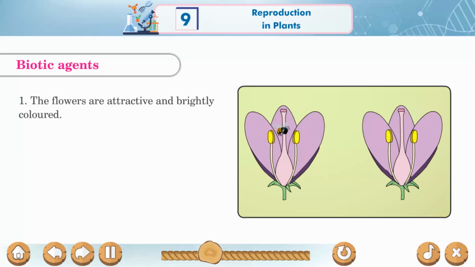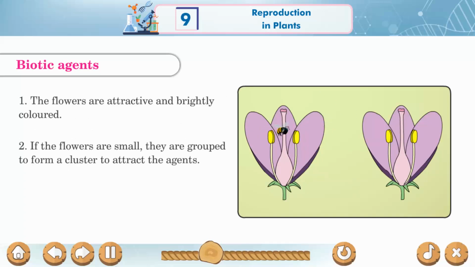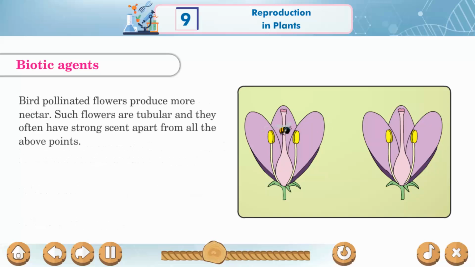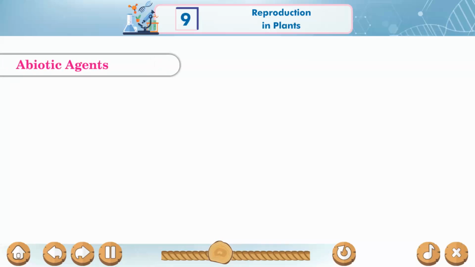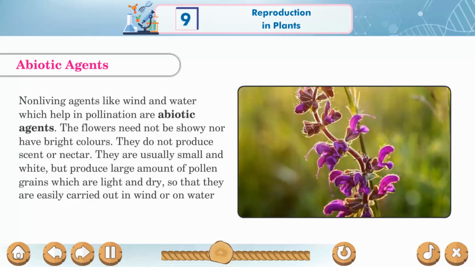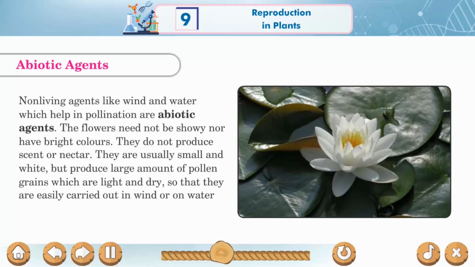1. The flowers are attractive and brightly colored. 2. If the flowers are small, they are grouped to form a cluster to attract the agents. 3. They produce nectar as a floral reward. 4. They produce scent. Bird-pollinated flowers produce more nectar. Such flowers are tubular and they often have strong scent apart from all the above points. Fascinating fact: the hummingbird is a small bird, the size of your thumb, but it can carry nectar more than its weight.